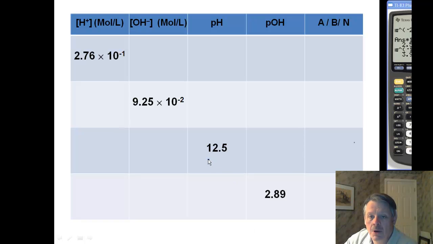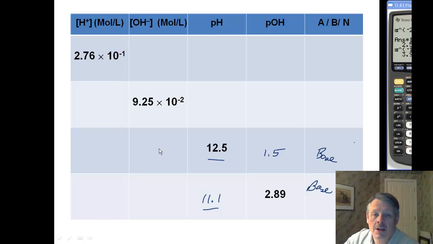Right, so I see here that my pH is 12.5, so I subtract that from 14, and I get 1.5 as my pOH. I have 2.89 here, that gives me 11.1 over here, or so, 11.11. 11.11 and 12.5 are both bases.